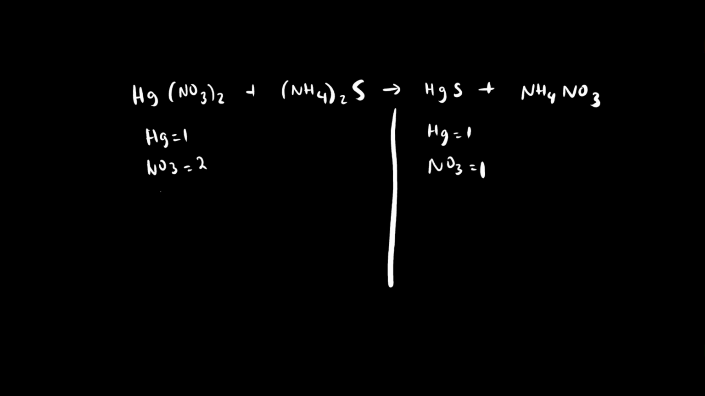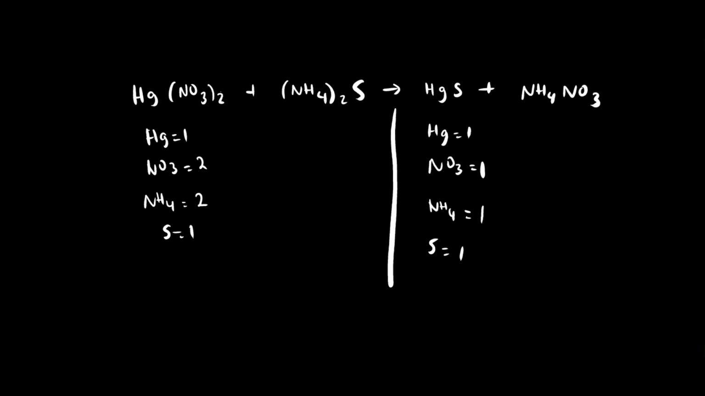Moving on to the ammonium, again, treat that as a whole, as a unit, instead of treating it separately as nitrogen and hydrogen. So NH4, we have 2 ammonium groups on the left, and then we have 1 ammonium group on the right hand side. And then as for the sulfur, we have one on the left and one on the right. So we need to balance the nitrate and the ammonium group.